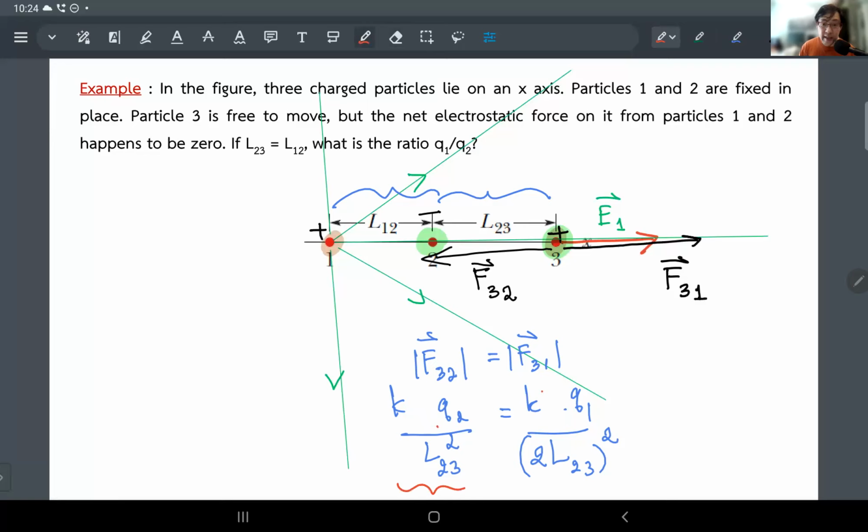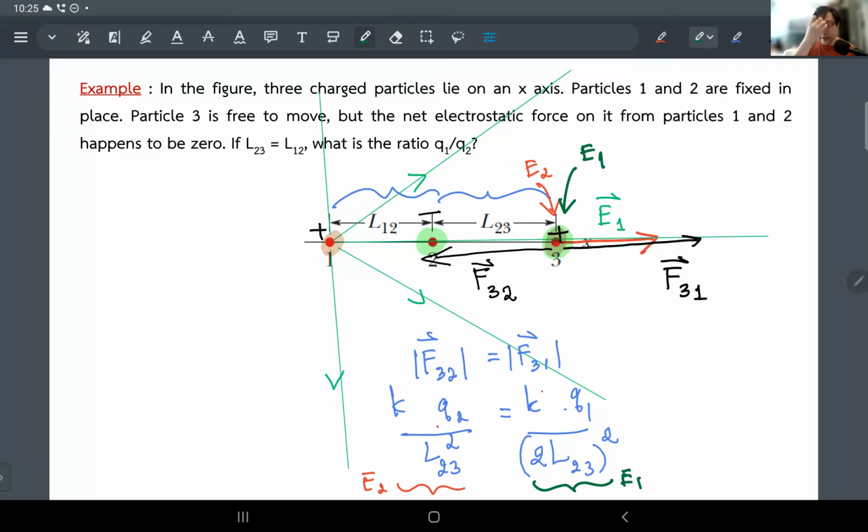This is the electric field right here due to charge number two. With me? Let me name this E2. So that's E2 right there. And when you look on the right, KQ1 over 2L23 squared, this is the field generated by Q1 at this point. So let me name this E1.